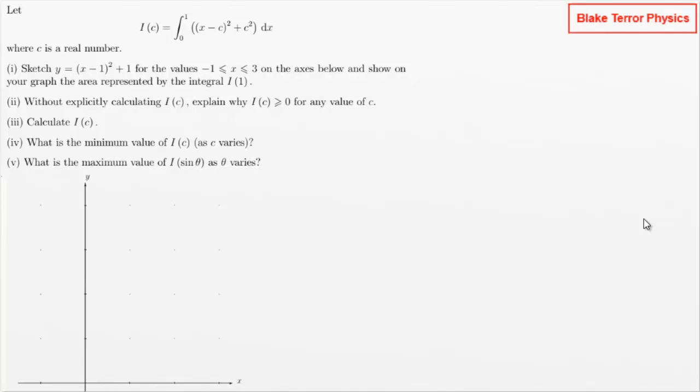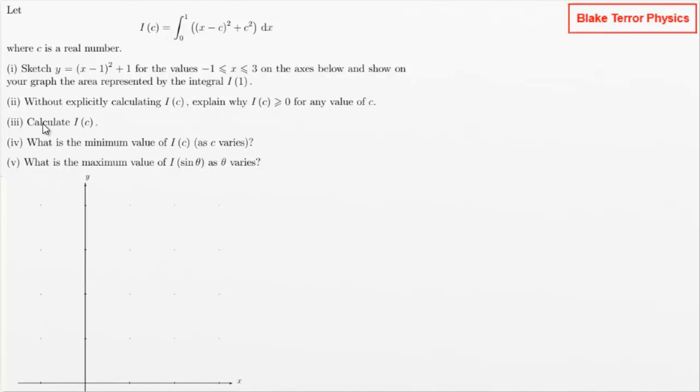Hello, this is question 3 from the 2007 MAT. They've given us an integral here, so we're integrating over x, but the integral is a function of c. So c is some real number, they tell us here, not just an integer, it's just a real number. And c is transforming this function of x that we're integrating. We've got a quadratic here, and c is moving it left, right, up and down.